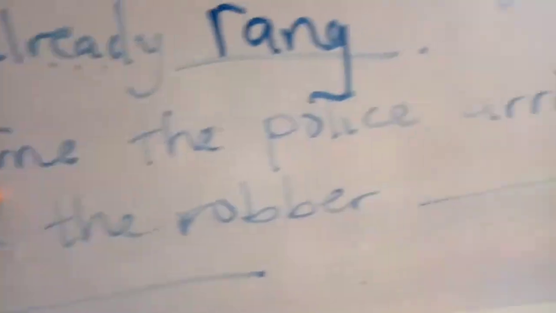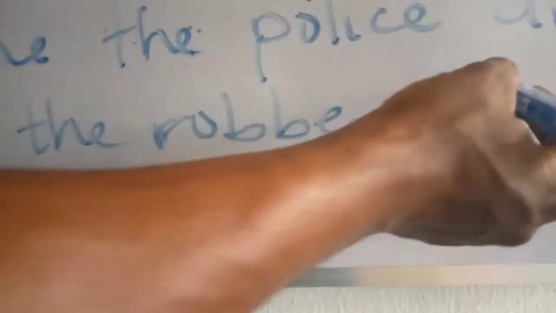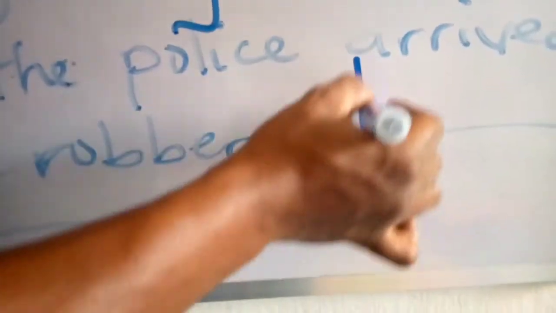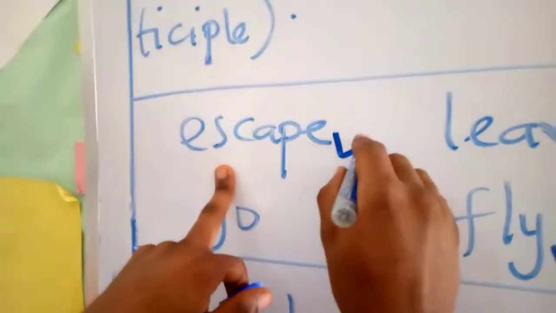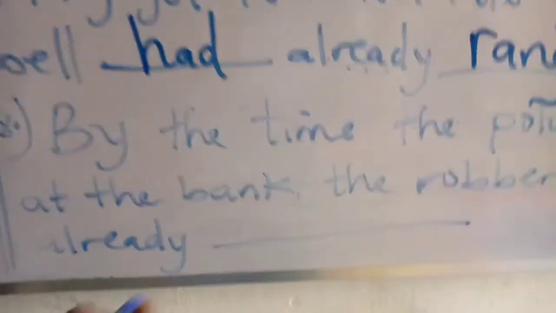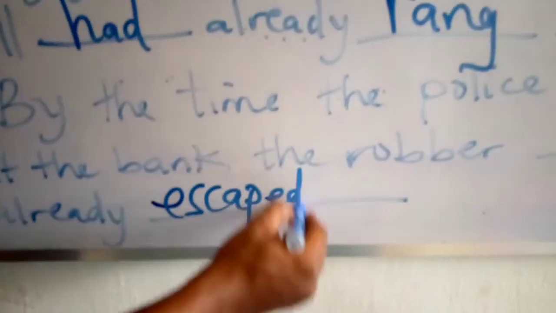By the time the police arrived at the bank, the robber, what do you think will be here now? Had. Fantastic. Had already. The past participle for escape, escaped. Fantastic. Had already escaped. Now let's take this again once more.